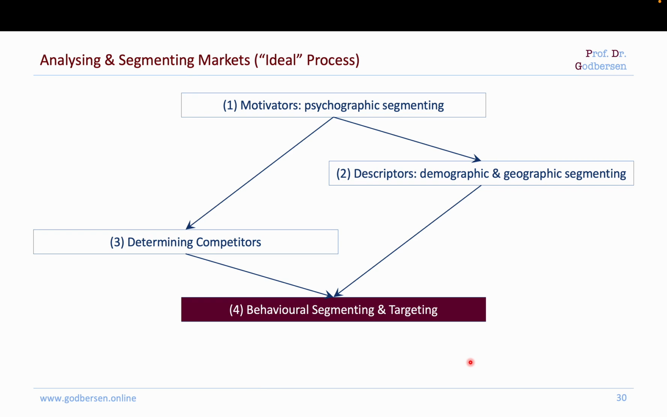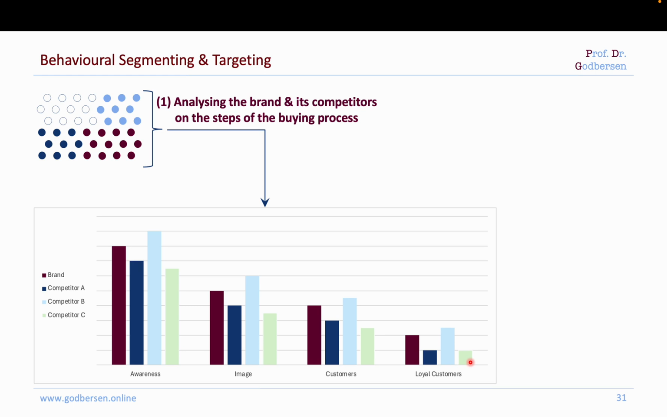Finally, let's go to behavioral segmenting and therewith targeting. We have analyzed all our brands and competitors in these markets. We have determined them, and now we need to analyze them on the steps of the buying process. In the first section of this crash course, I recommended using the steps of the buying process of awareness, image, customers, and loyal customers. Here again, I recommend using these steps. So we need to determine how many members of a target group know about a brand and about the competitors, how many have a good image of a brand and the brands of our competitors, how many are customers, how many are loyal customers.